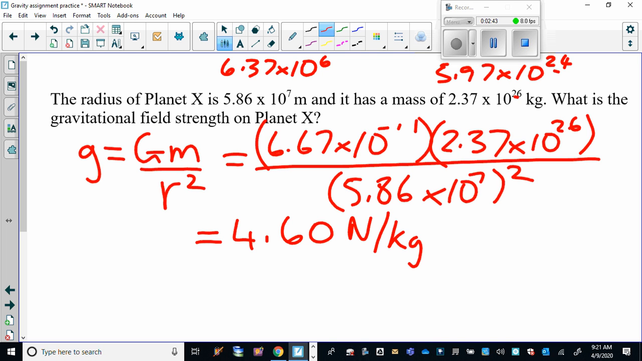Which personally I find to be a little surprising. The gravitational field strength of this planet is about half that of Earth. And why? It's because of the radius. The radius is 10 times bigger than Earth, but remember you square it, so that has the effect, because it's an exponential relationship, of reducing the gravitational field strength by quite a bit.